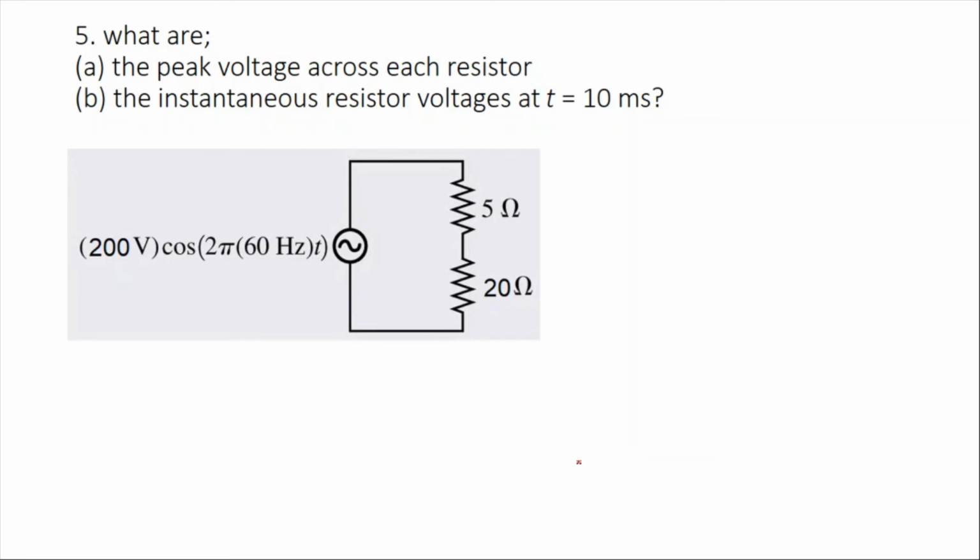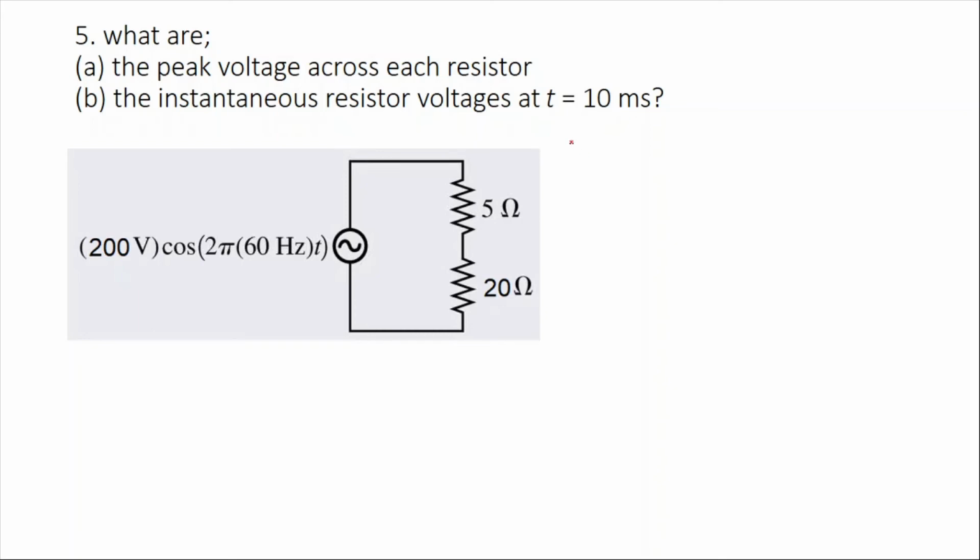And the last question is, what is the peak voltage across each resistor, and the instantaneous resistor voltage at t equal to 10 milliseconds. Here we have an alternating current source and two resistors, and we are asked to find the peak voltage here and the peak voltage here. Also we are asked to find the instantaneous voltage at t equal to 10 milliseconds.